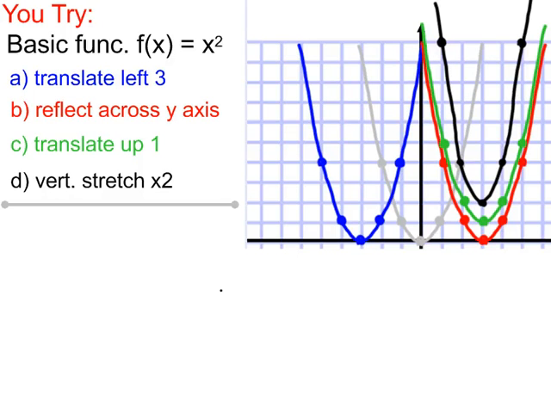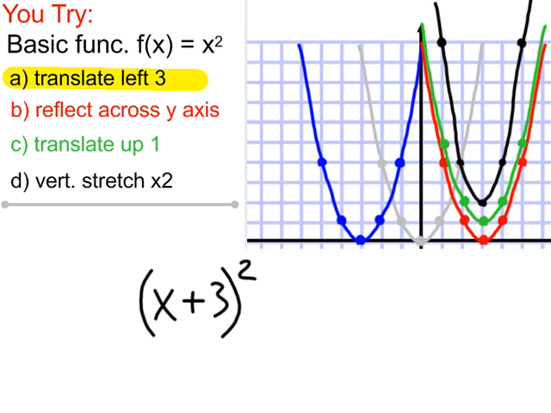If I start with an x squared, and I want to translate it to the left 3 units, I will erase the x, and I will replace it with the parentheses x plus 3. Remember, counterintuitive. Left seems like it ought to be minus 3, but it's actually plus 3.